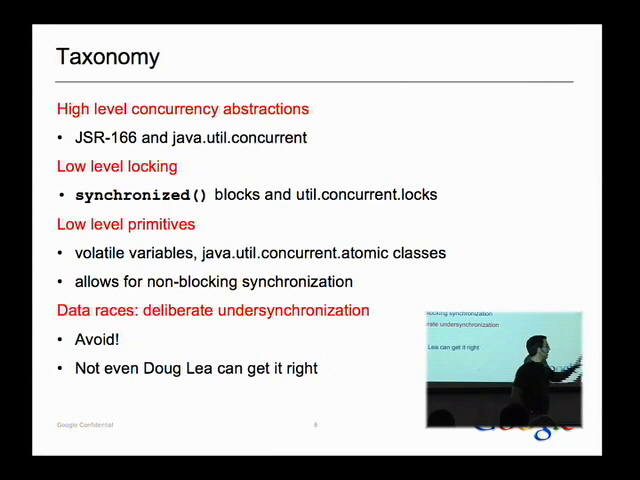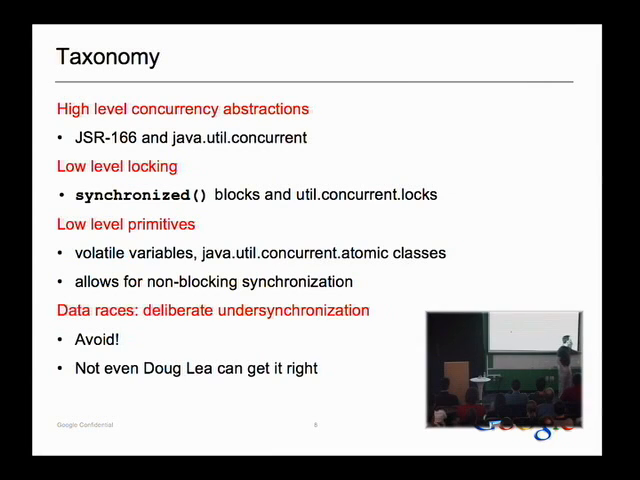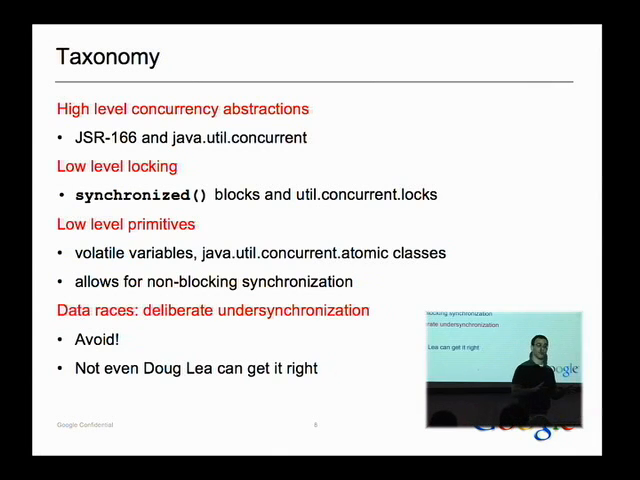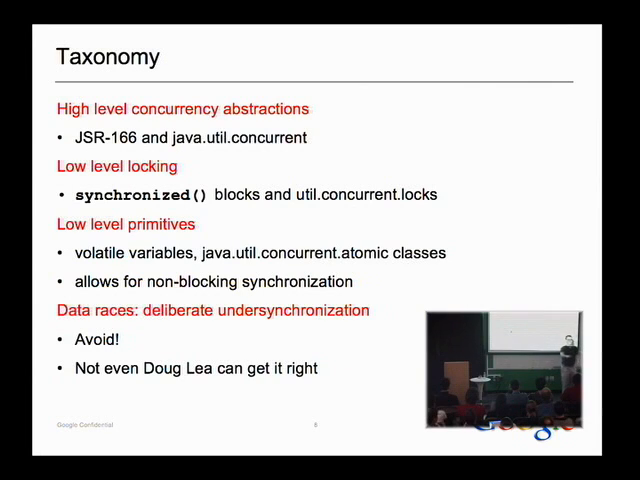And then deliberate under-synchronization. Doug Lea is actually a really, really smart guy and wrote the java.util.concurrent classes. And he has tried to reason about what happens. He's tried to write classes and reason about what happens when you don't synchronize your code correctly. And he gets it wrong. It's a really, really hard thing to get right. So this is proof by intimidation. If he can't get it right, then you can't get it right, and I can't get it right. So just avoid it and don't do it.